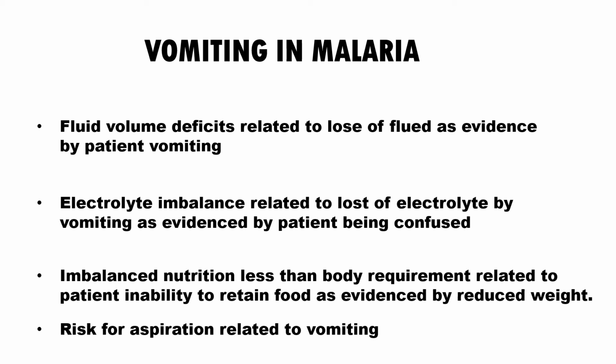Then we have risk for aspiration related to vomiting. So remember, if someone is vomiting, some people can vomit through even the nose. The vomitus can come through the nose. That's where the risk of aspiration also comes in, because sometimes if you are vomiting through the mouth, you can breathe through the nose. If now you are vomiting through the nose and the mouth, it will become very difficult for you to breathe, and yet the body also needs oxygen.